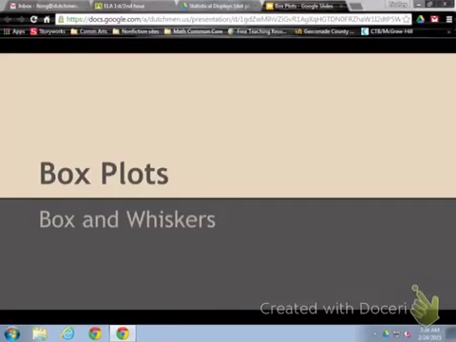Today we're going to start talking about box plots. They're also known as box and whiskers. Box and whiskers is just another way to be able to show a set of data. In this case, we're going to be using the quartiles to show this data.